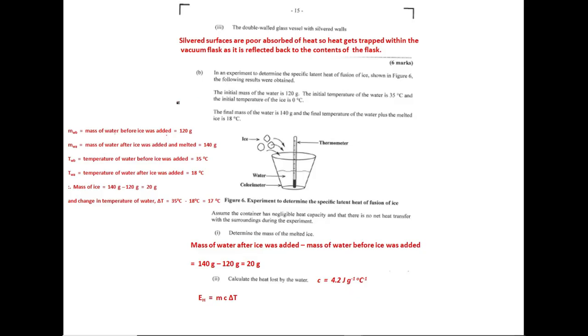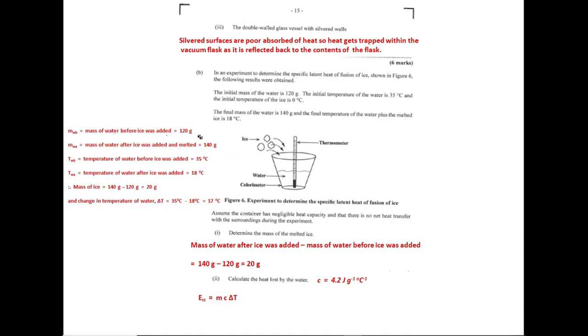Here's the next experiment. They like to bring these heat loss experiments. So these usually deal with specific heat capacity and specific latent heat. So in an experiment to determine the specific latent heat of fusion of ice, shown in figure 6, the following results were obtained. The initial mass of the water is 120 grams, and the initial temperature of the water is 35 degrees Celsius, and the initial temperature of the ice is 0 degrees Celsius. The final mass of the water ends up being 140 grams, and the final temperature of the water plus the melted ice is 18 degrees Celsius.